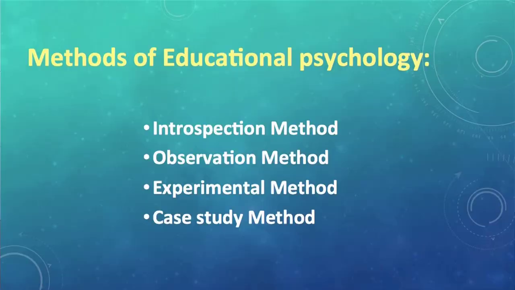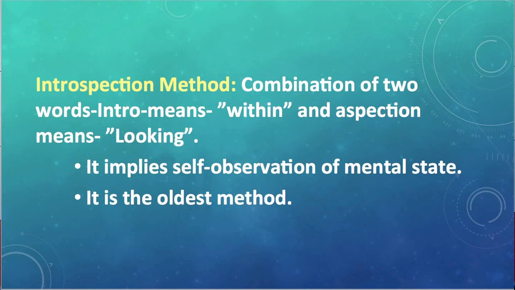First one is introspection method. Second one is observation method. Third is experimental. And fourth one is case study. So first one is introspection. The name itself gives us the meaning. It is the combination of two words, intro and aspection. Intro means within and aspection means looking. On the basis of this combination of these two words, we can say that introspection is a method of looking within. When you look within, you are doing introspection.